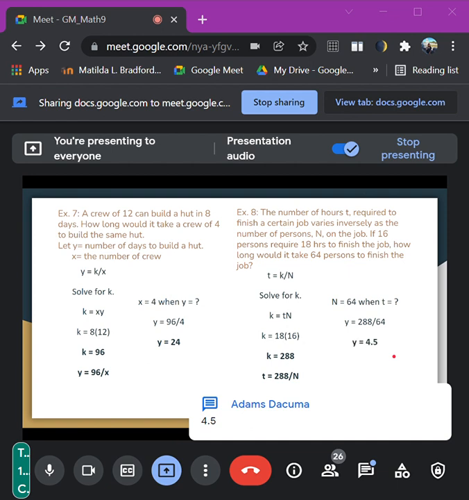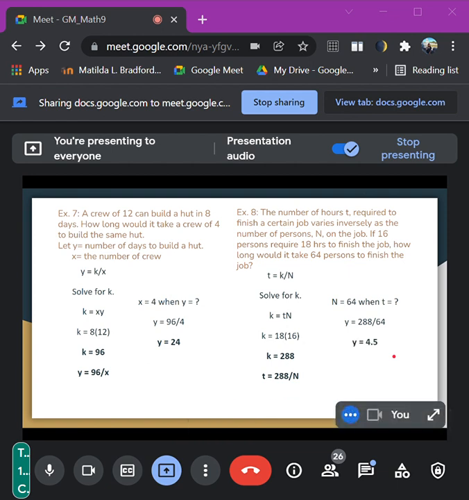That is 4.5 hours. So, it means to say, if there are 64 people, it will take them 4.5 hours to work to finish the job. Okay? So, that's it for our inverse. Now, do you have any questions?